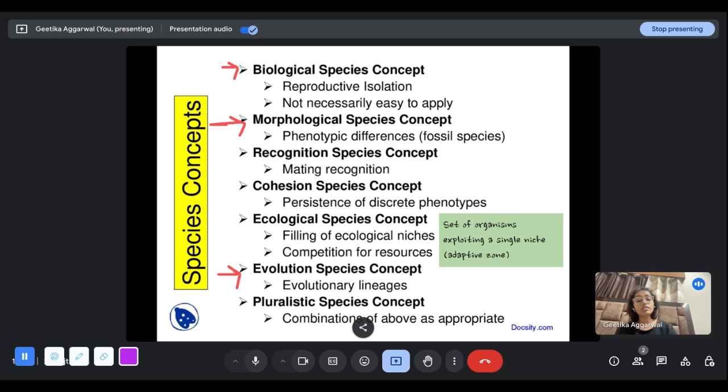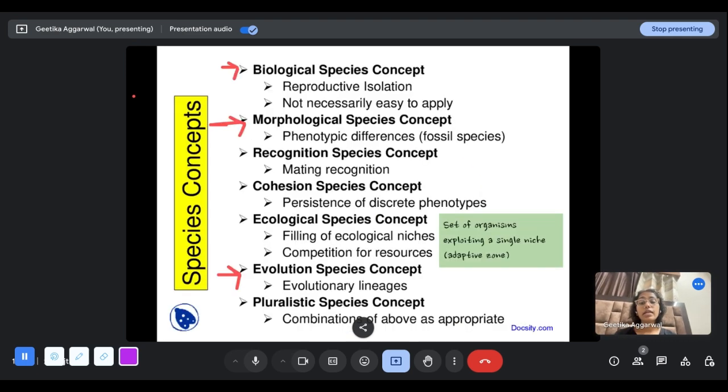And then there's the evolutionary species concept, as the term suggests, in which we're looking at the evolutionary lineages to describe a species. And there is the pluralistic species concept, in which you're using a combination of multiple of the above species concepts as appropriate to your particular example. So these are the different species concepts.